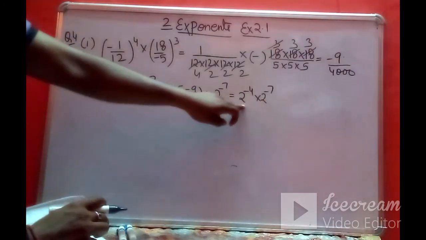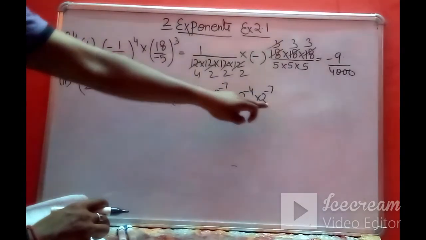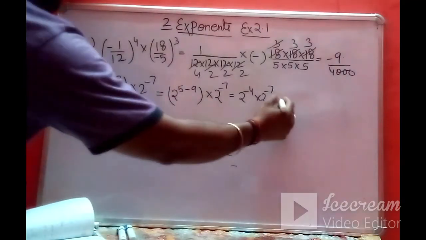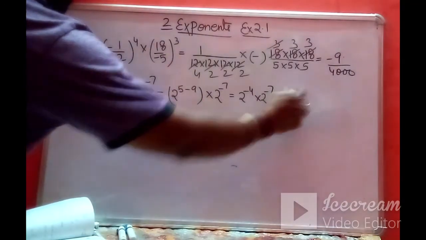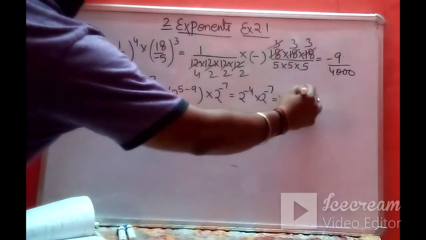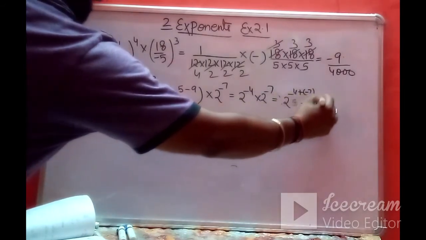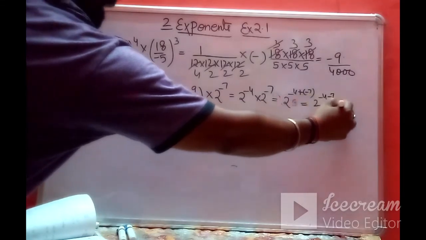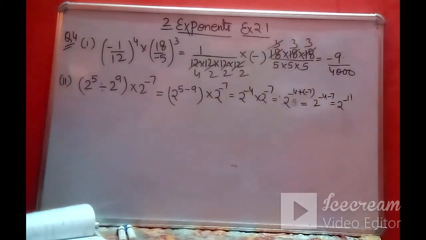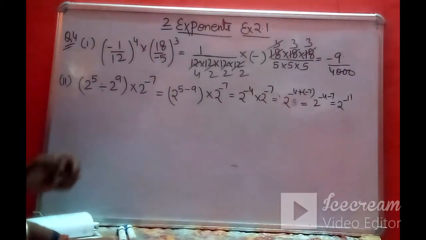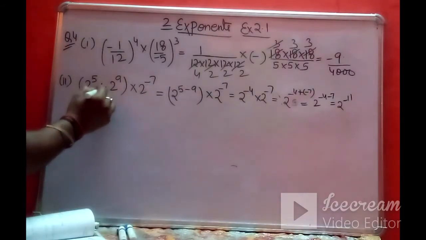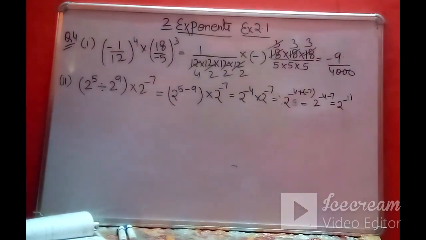Now again the bases are the same and they are multiplied by each other, but the powers are different. So again we will use the product rule that says we have to add the powers. So you will get 2 to the power minus 4 minus 7, that is 2 to the power minus 11. Whenever you have larger powers like 5, 10, 9 and 18, you should use the laws of exponents in order to solve the question in a short period of time.